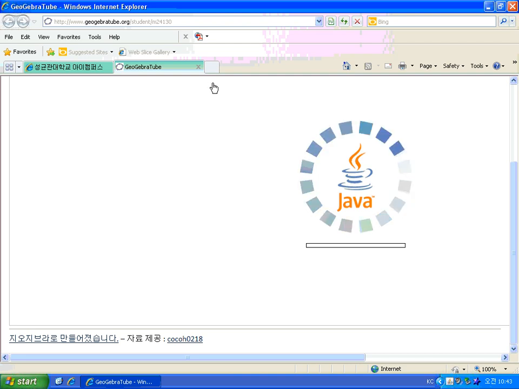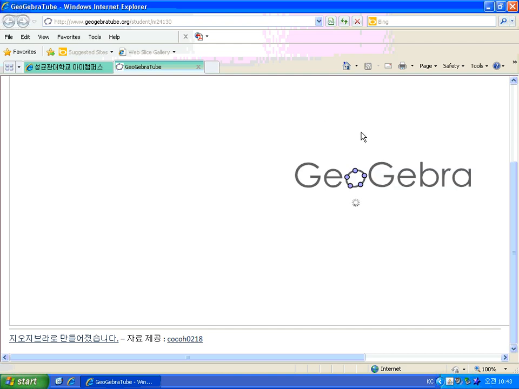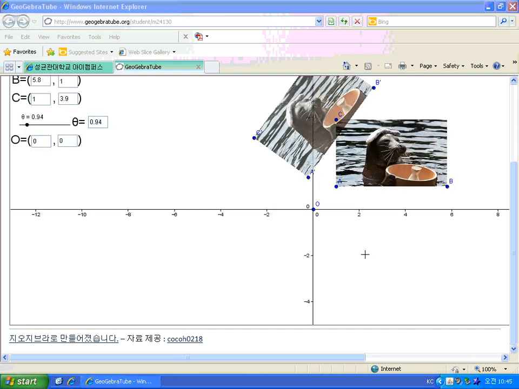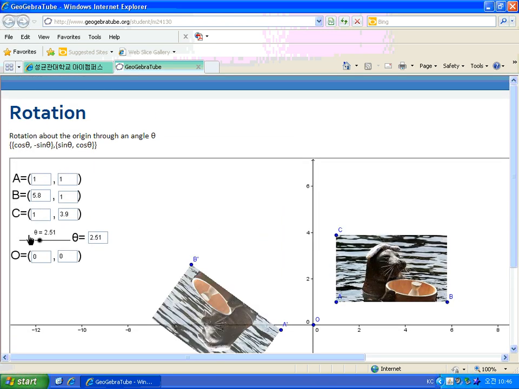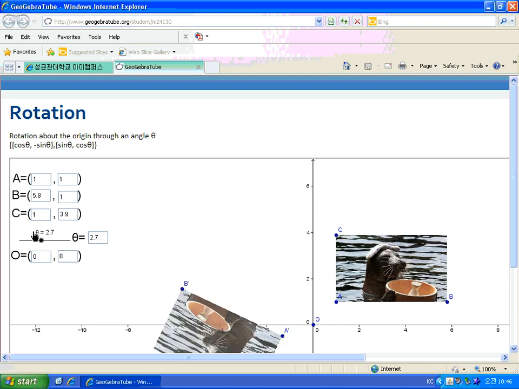Yeah. What you found, Mr.? No, from this? Mr. No Hyun-woo, who is one of your classmates, made this. So if you move this theta, then you see how these rotations are made.